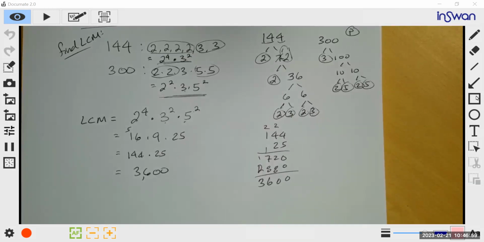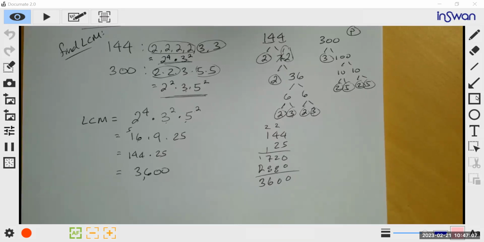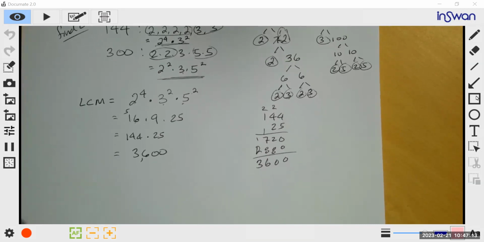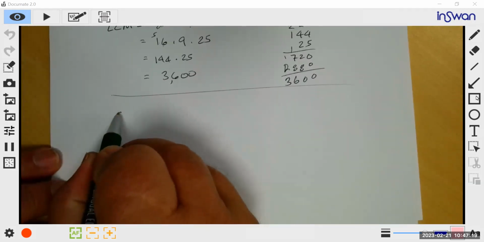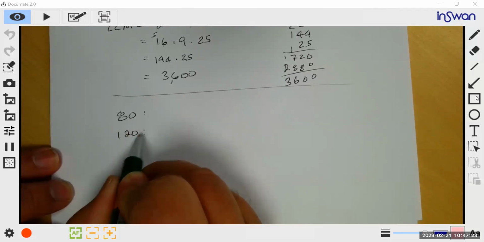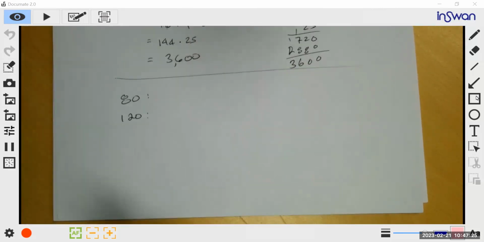You see why I said don't do it the other way? So if the numbers are large, do it this way. If the numbers are small, then add them out, see how they go. So that's the other ones. Let's try smaller ones. 80 and 120. Find the LCM.